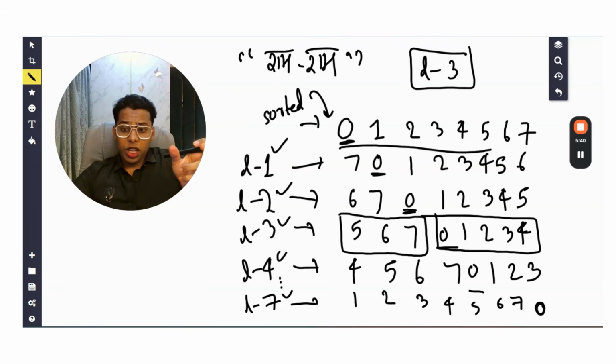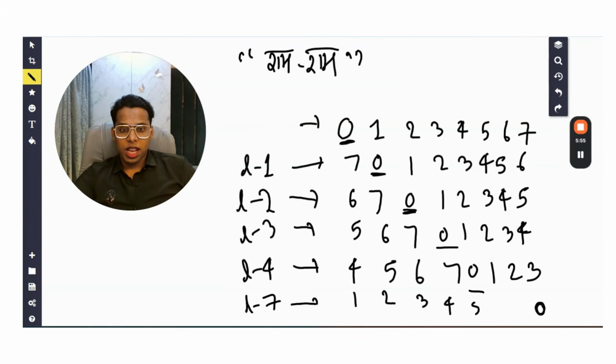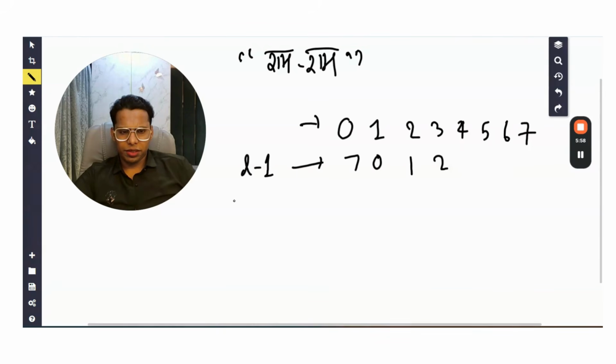So I will be given a left rotated array. What is a left rotated array? A left rotated array is nothing but an array created by joining two sorted arrays. That's it. So let's talk about L3.